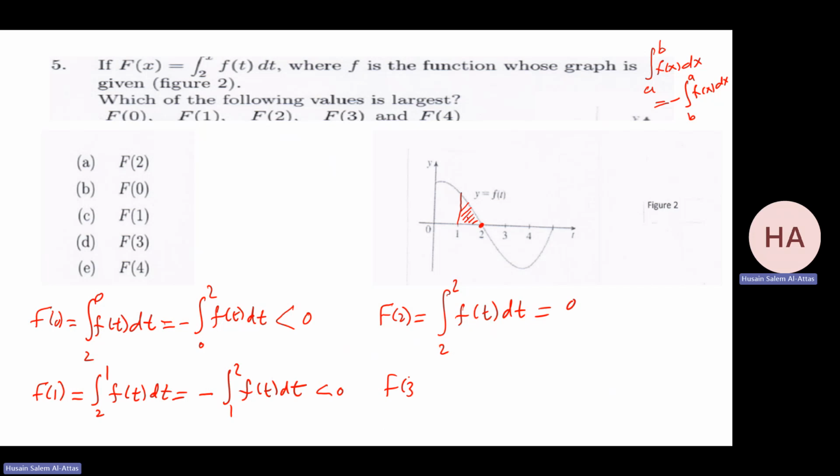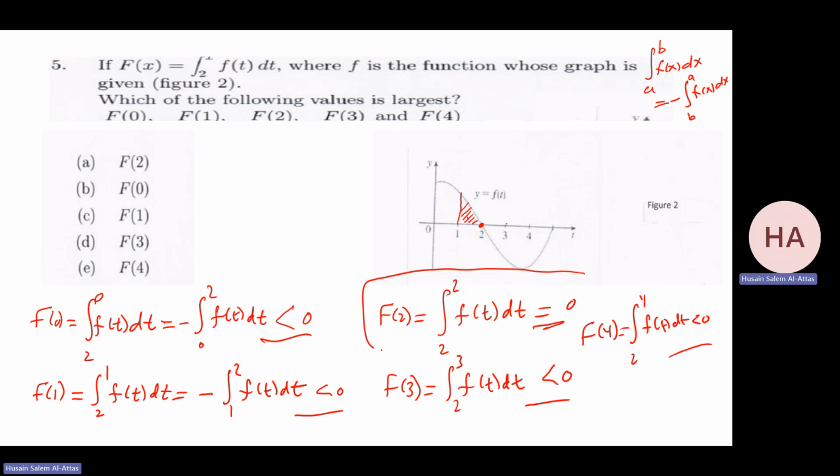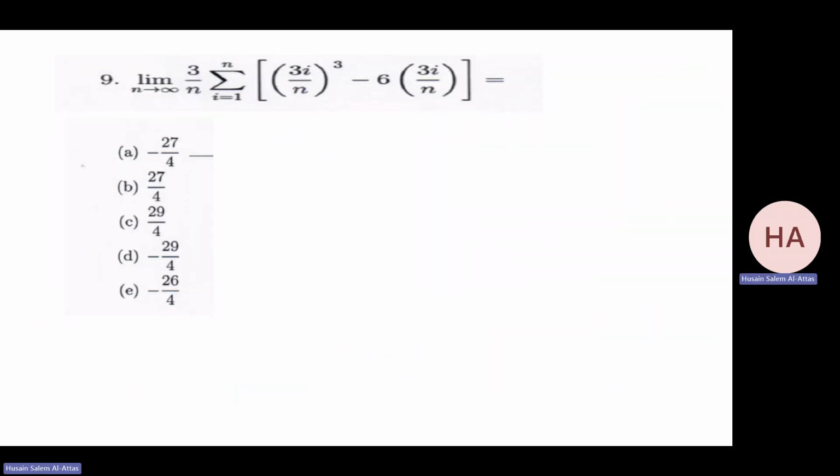Now, f at 3 will be the integral from 2 to 3 of f of t dt, which is a negative one. F at 4 will be the integral from 2 to 4 of f of t dt, which is still negative, because it will be this part, which is negative. So this is negative, this is negative, this is negative, this is 0. So f of 2 will be the largest one, and this is what he's looking for, since the rest are negative. It needs these properties of the definite integral. Now I need to rewrite this as a definite integral.